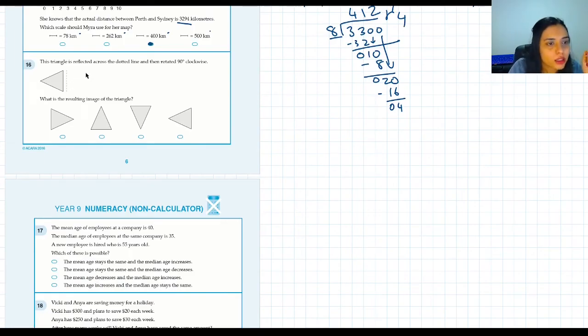Question 16. This triangle is reflected across the dotted line and then rotated 90 degrees clockwise. What is the resulting image of the triangle? Okay, so once it's reflected across the dotted line, it will look like this. And then rotated 90 degrees clockwise. So clockwise goes this way. It's the direction that the hands on the clock follow. So after rotating 90 degrees, this point will end up down here. So it will look something like this. So we're looking for a shape that looks like that. That's this.